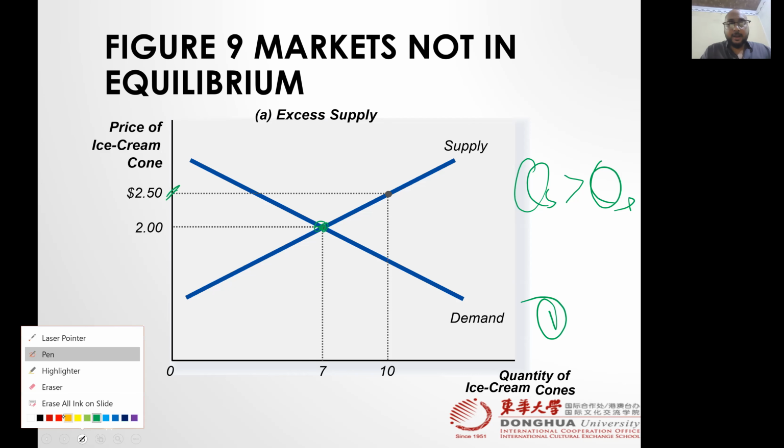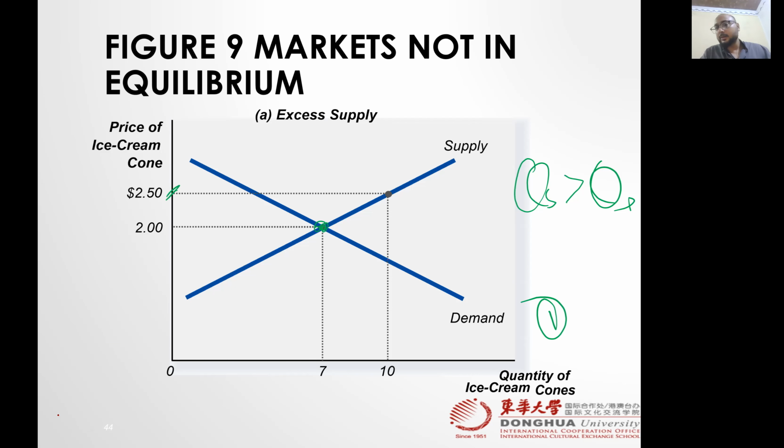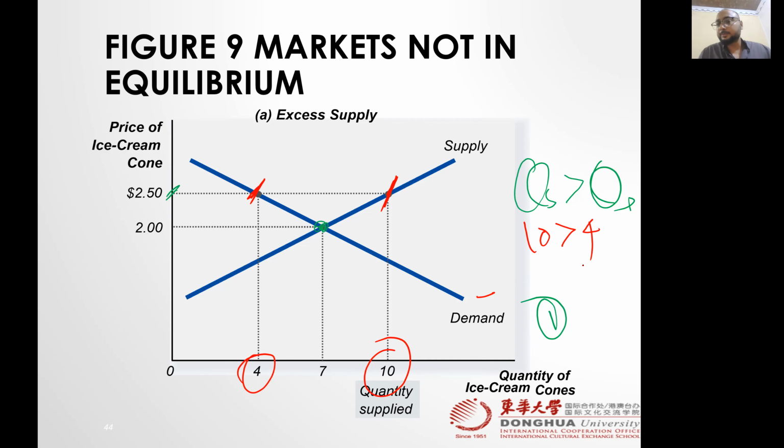How? When the price is here, how much is the demand and how much is the supply? Demand can be found on the demand curve. So the demand curve is here. This is the demand and this is the supply. Supply is 10, demand is 4. So 10 is greater than 4. And how much is the surplus? 10 minus 4, 6 is the surplus.